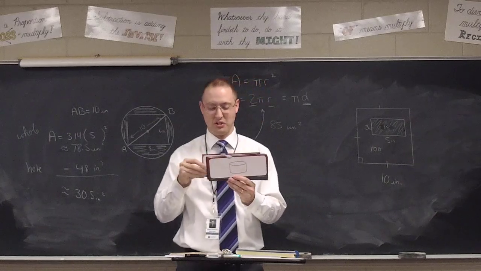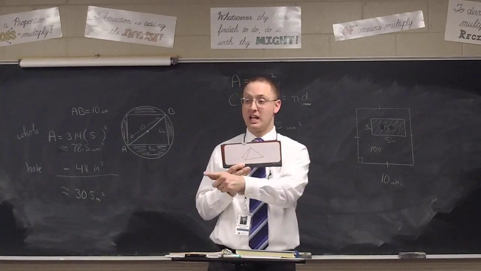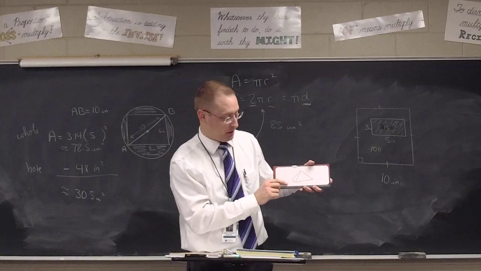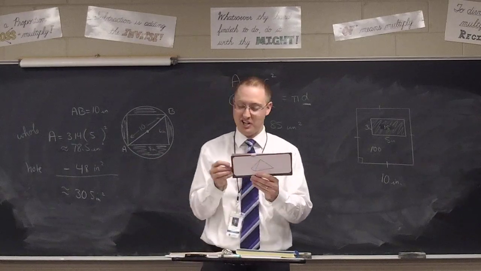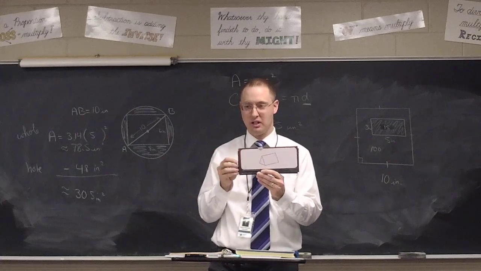Cylinder. Cylinder. This one's interesting. Pyramid? It's a pyramid, but it's specifically a tetrahedron because it's triangles all over. It's not a square pyramid, it's a triangular pyramid or a tetrahedron, 4 triangles. Square pyramid. That's the square pyramid.